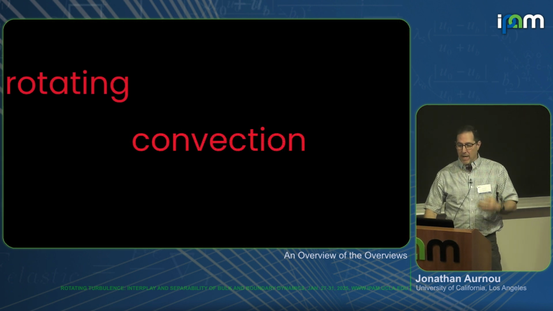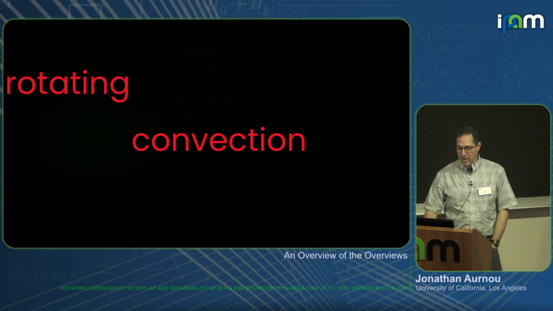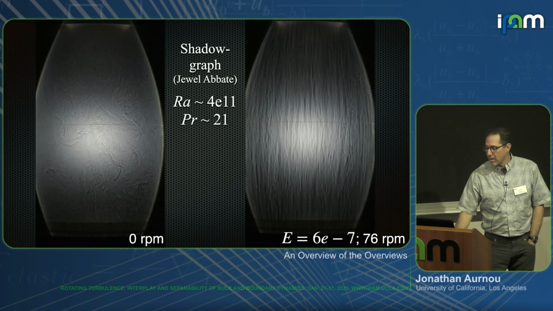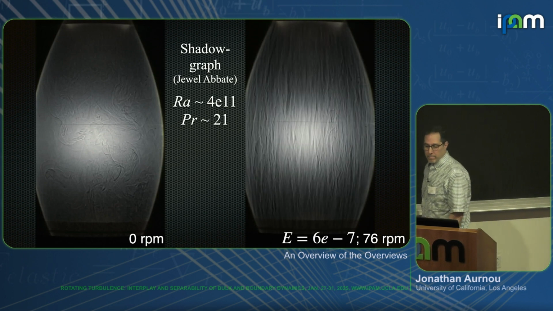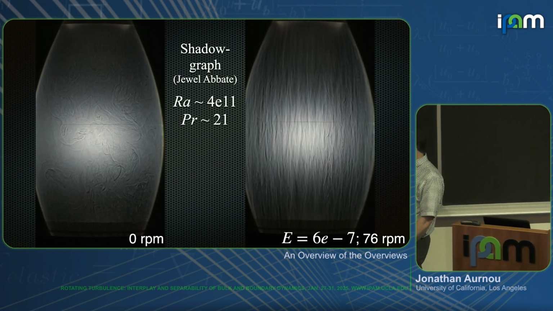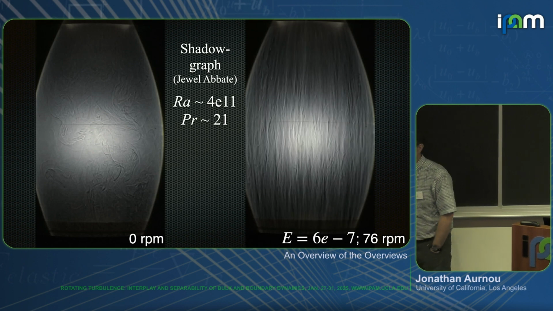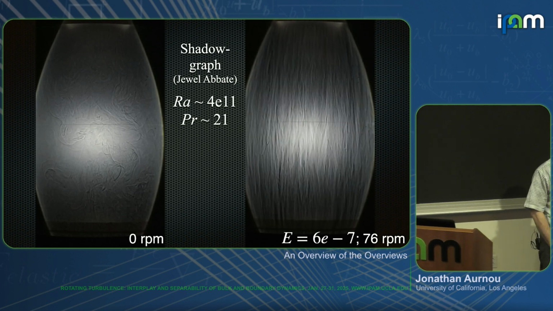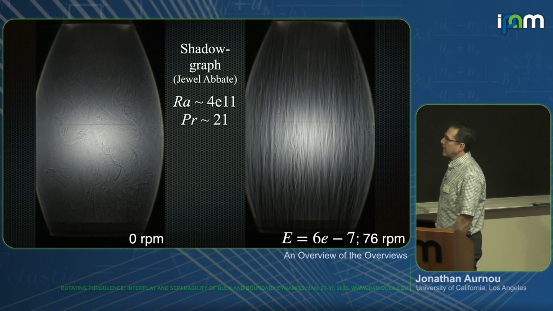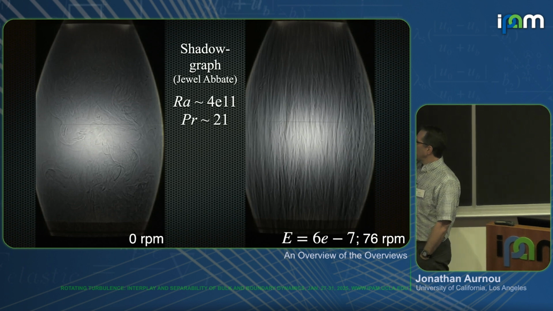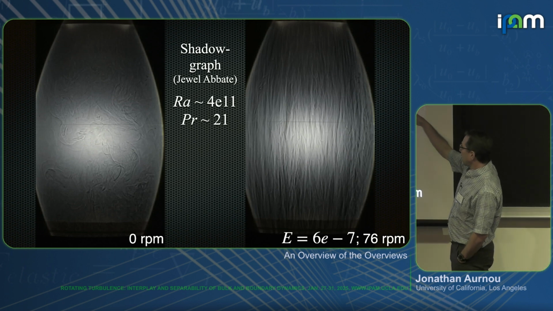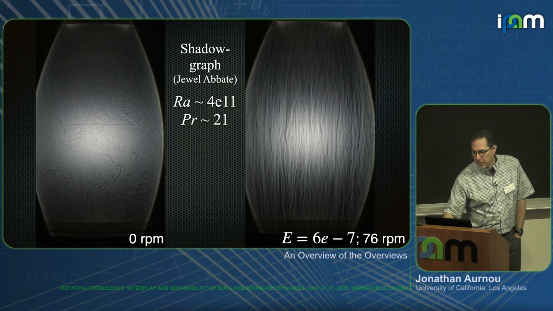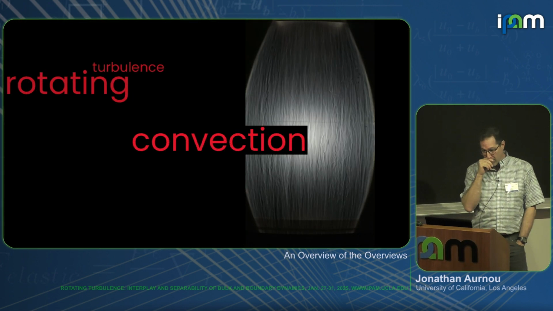Now let's finally add these things together. Now let's go to rotating convection. We'll do the exact same experiment, but now at about 76 RPM. So the Ekman number is now 6 times 10 to the minus 7. The rotation period is much, much shorter than any viscous time scale. And we see a fundamental change in the flow. The flow is now on all these rather thin, rotationally aligned structures, which I'm sure we'll talk about all week.